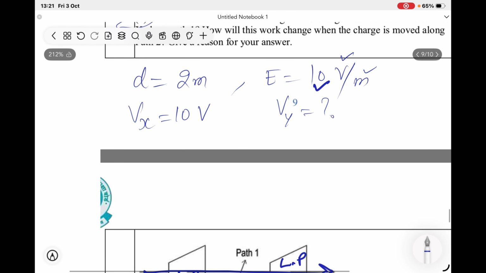So work is 2 into, now Vx was 10, I remember, and Vy was 30. So this is calculated already. It is minus 40. Minus means simply about from where to where. So yes, it is minus 40 joules. So, important question.